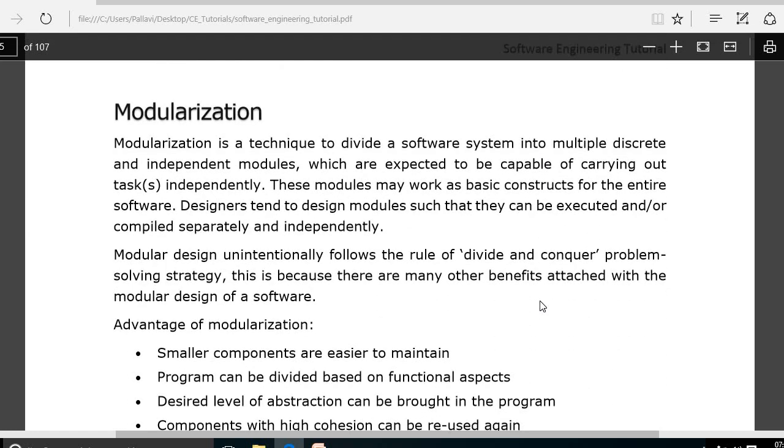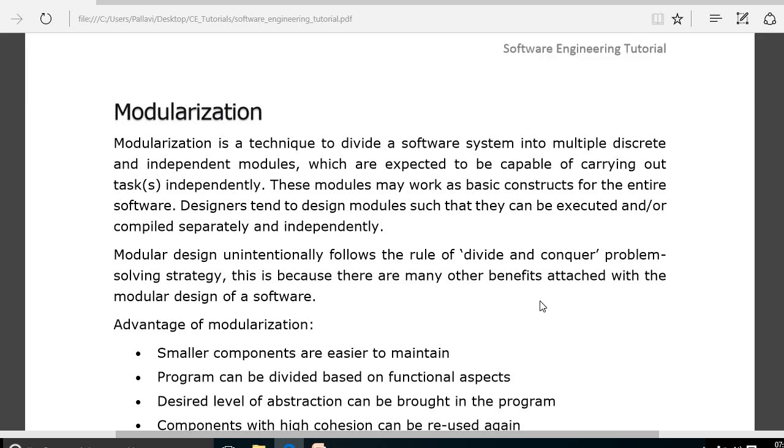Now, if we see the term modular, what is modularization? Modularization is a technique to divide a software system into multiple discrete and independent modules, which are expected to be capable of carrying out tasks independently. So these modules may work as basic constructs or basic building blocks for the entire software. So designers tend to design modules such that they can be executed or compiled separately and independently.